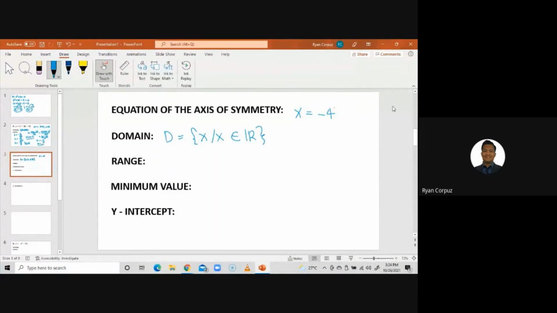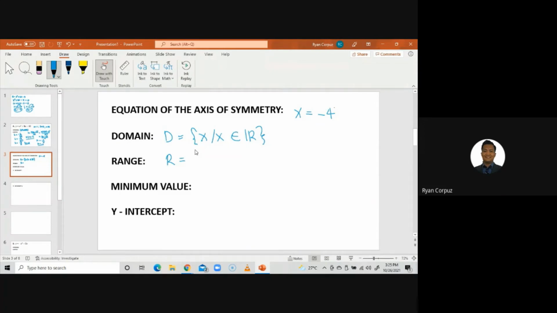So kahit ano pang given equation ang makita ninyo that you are asked for the domain of a given quadratic function, the answer for the domain is ito lang. That the domain is x such that x is an element of real numbers. Nakasulat siya in a set builder notation. How about the range? Sabi natin kanina, ang range nakadepende on its graph.